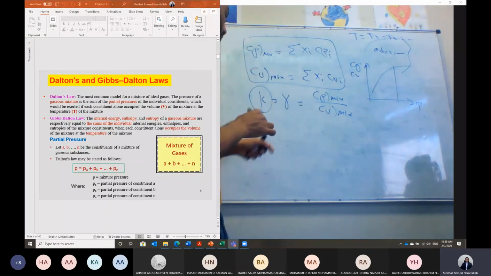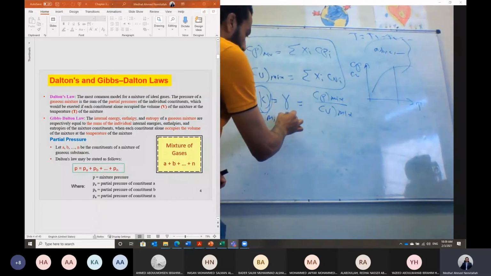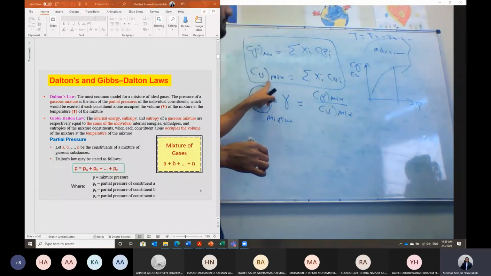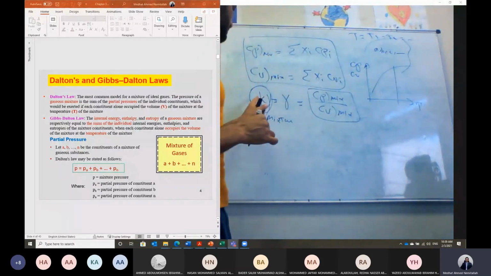In order to calculate the specific heat ratio for a mixture, we have to calculate Cp for the mixture, calculate Cv for the mixture, then you can just divide them, and then we can calculate k in this case.